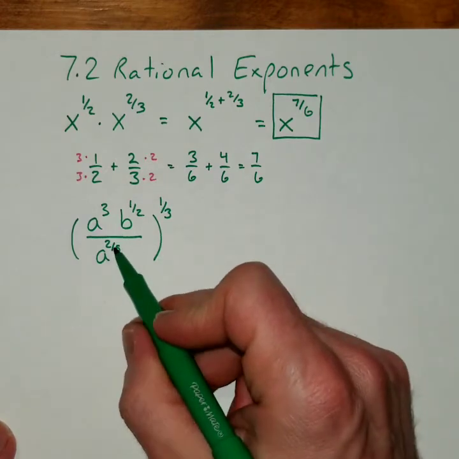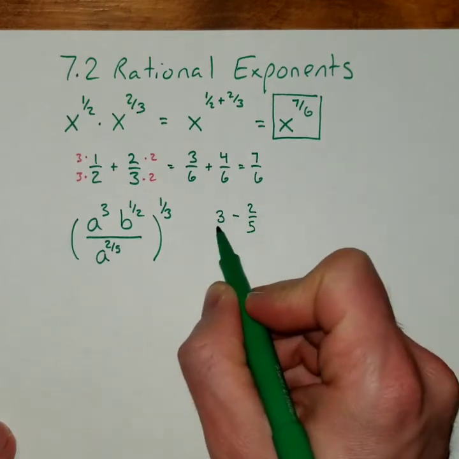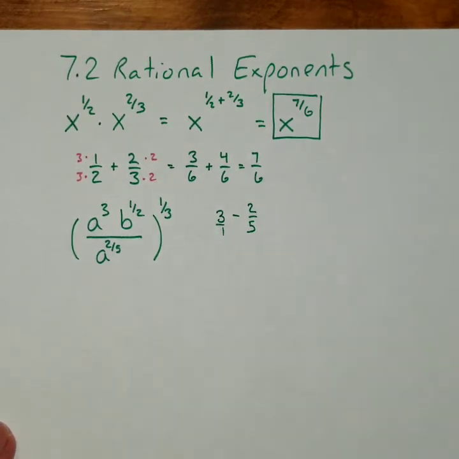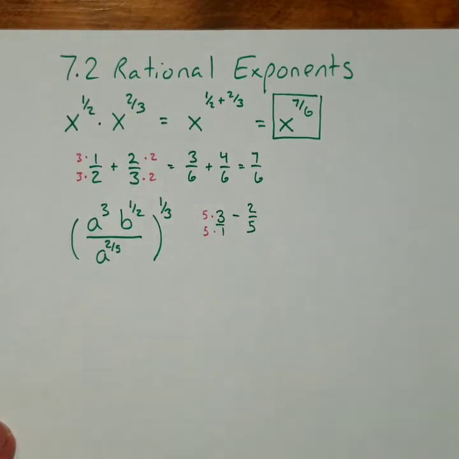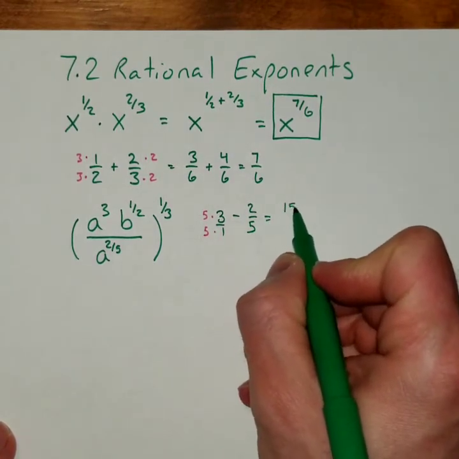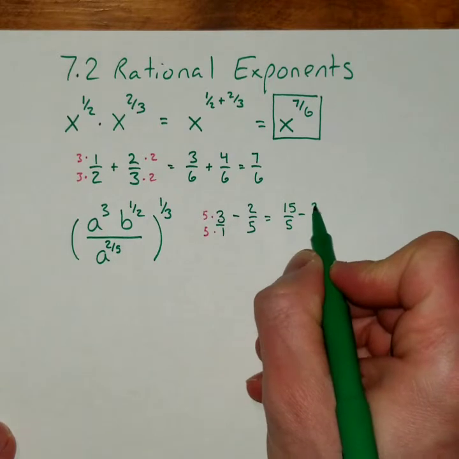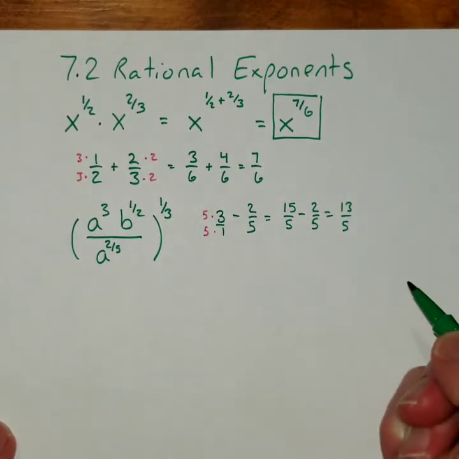If I'm going to subtract those two things, 3 minus 2/5, I need to get a common denominator. Of course, it's 5. So I'm going to need to multiply top and bottom by 5. And that will give me 15/5 minus 2/5, which is 13/5.